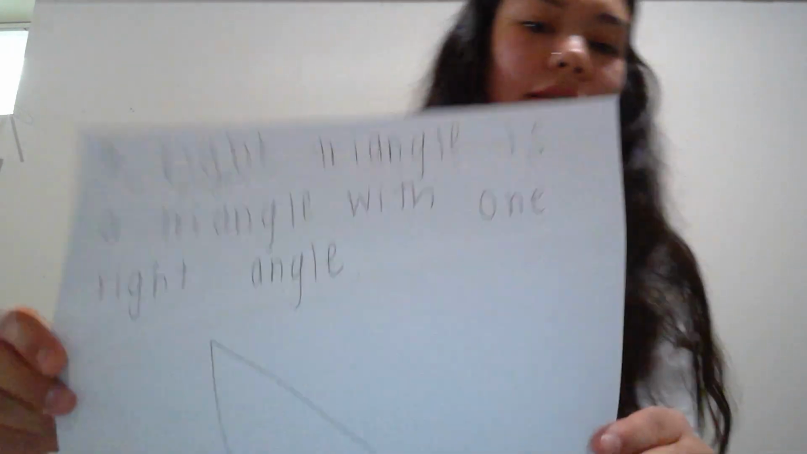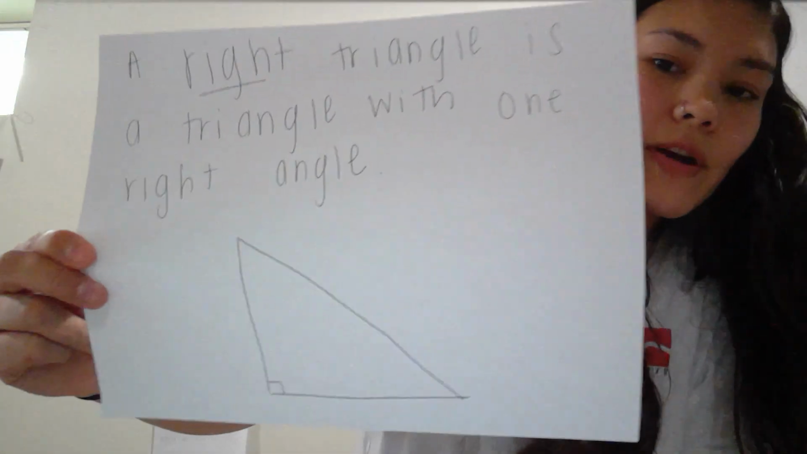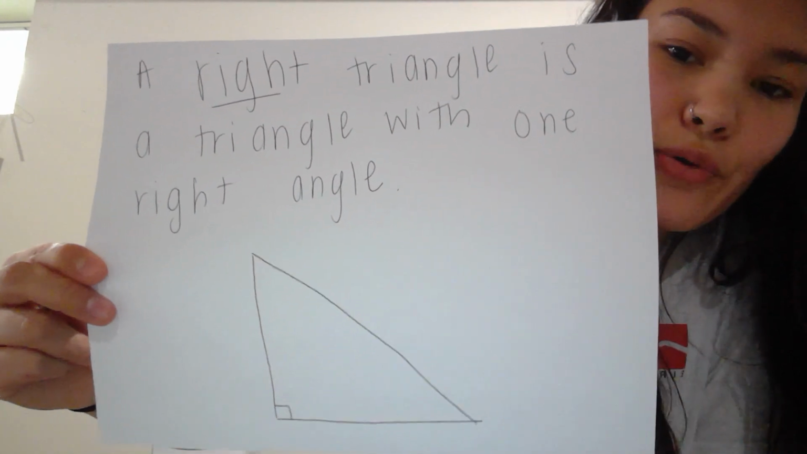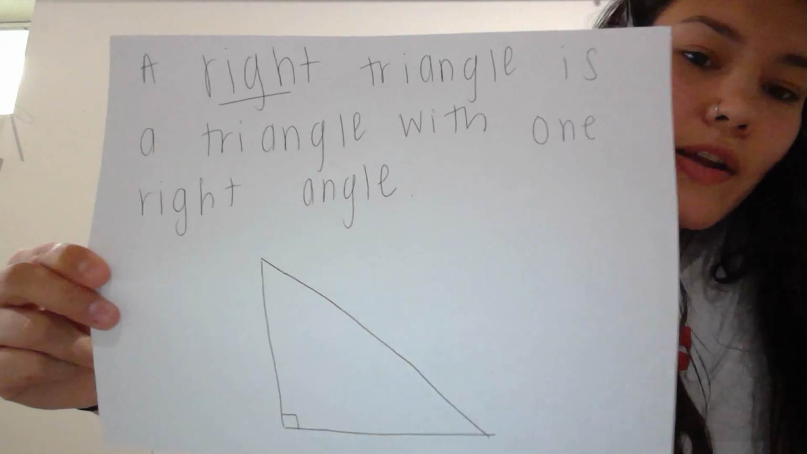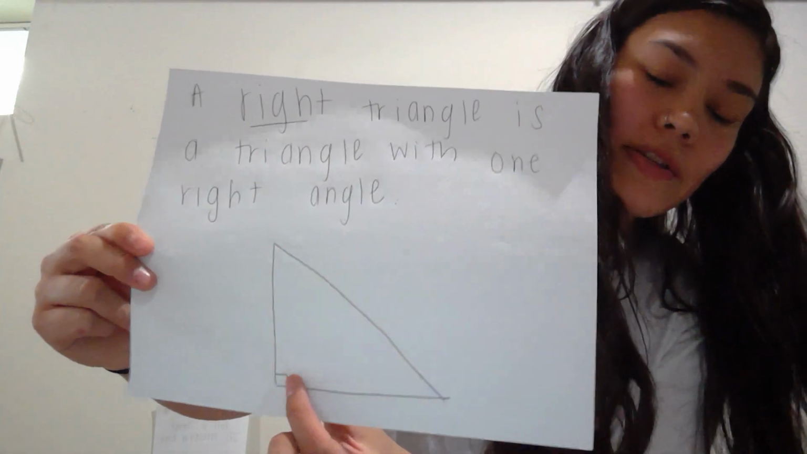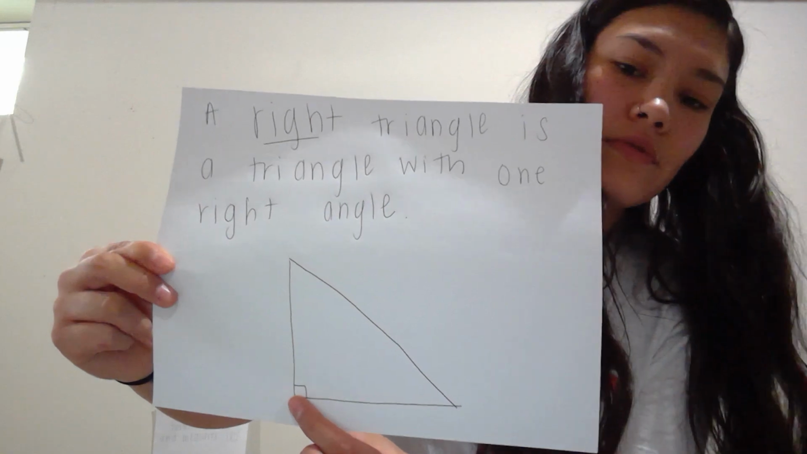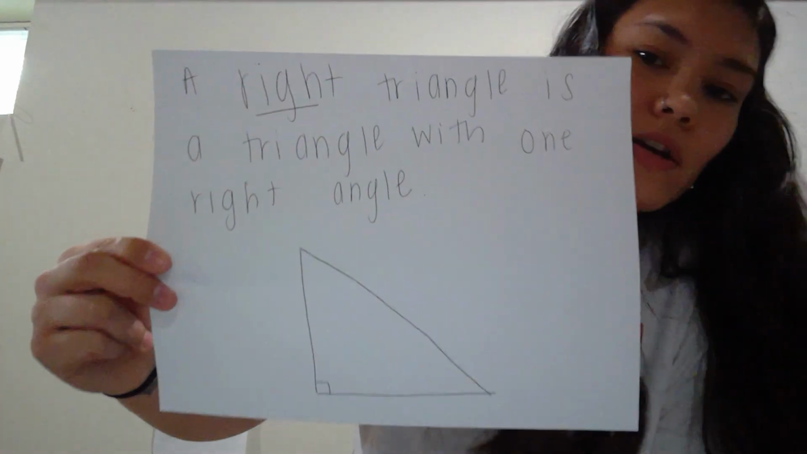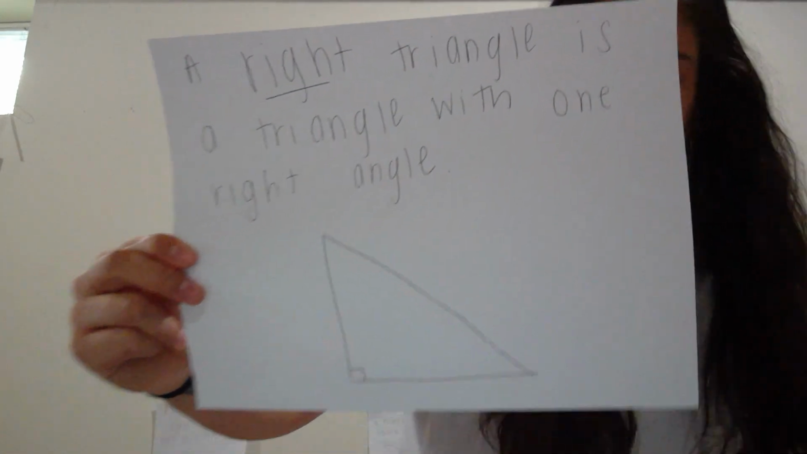Alright, then the last type of triangle we're going to talk about is a right triangle. A right triangle is a triangle with 1 right angle. So here is that little square again telling us that this is a right angle. So here's our right angle, and then our 1, 2 acute angles.